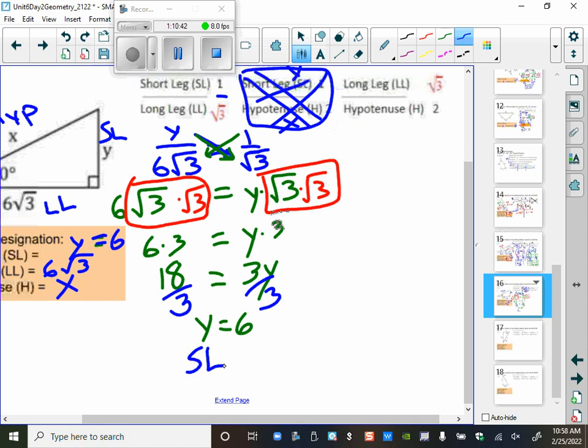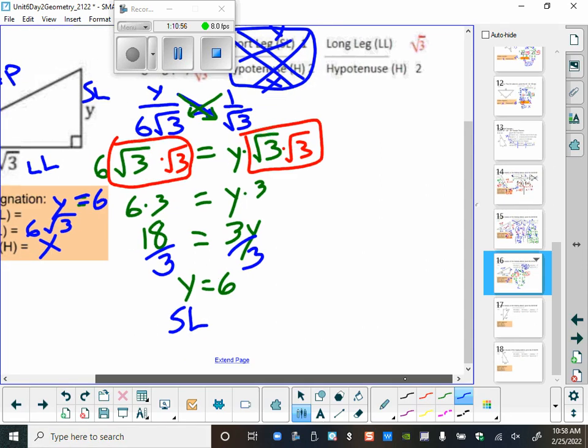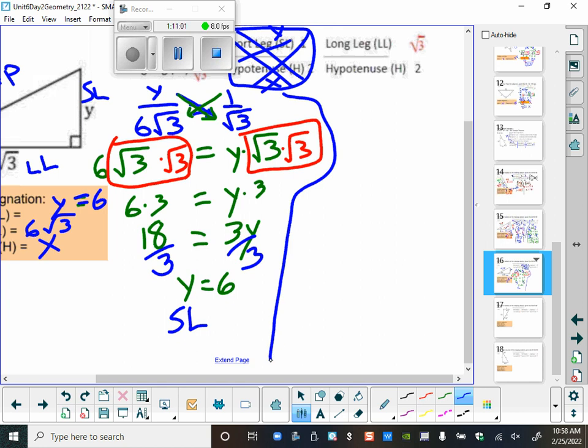Now, the next one, I'm going to show you something that's going to make our lives easier. All right, I'm going to show you a step for this problem. So how are we going to set up our second proportion? It would be 6 square root of 3 above. Now, our continuous would be x at the bottom. Equals the square root of 3 over 2.